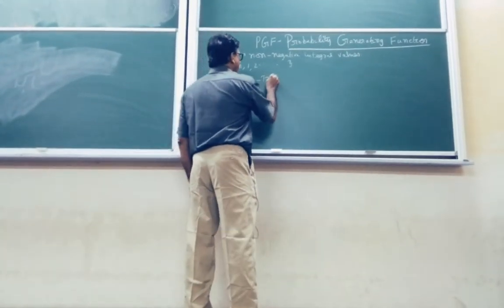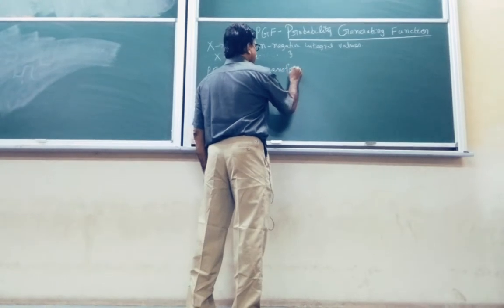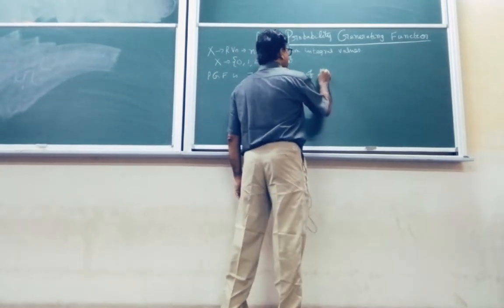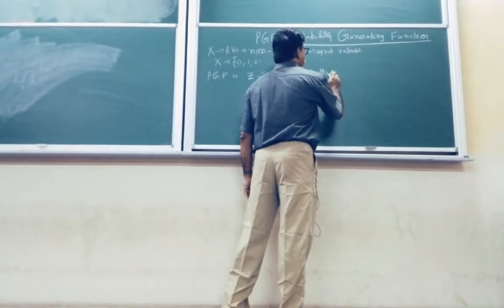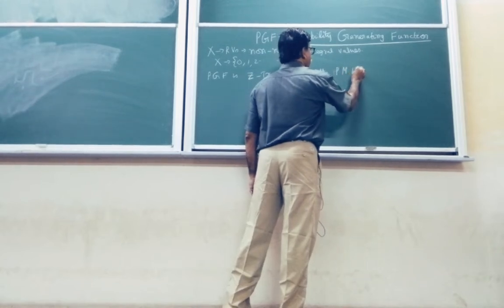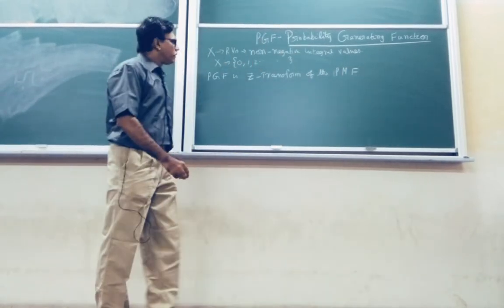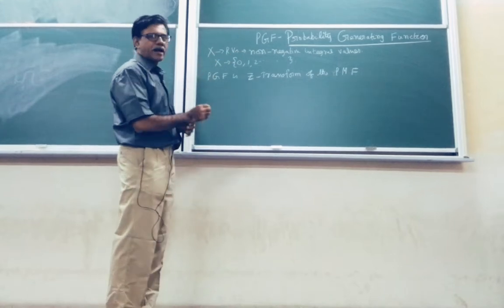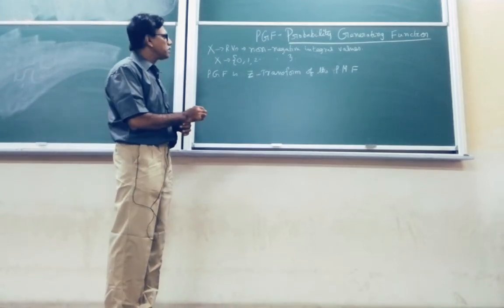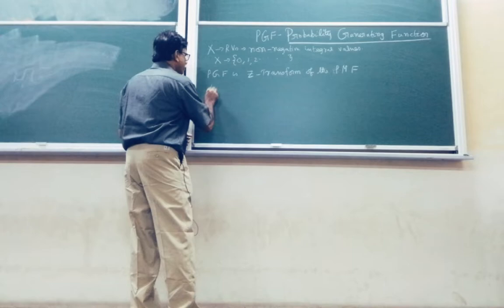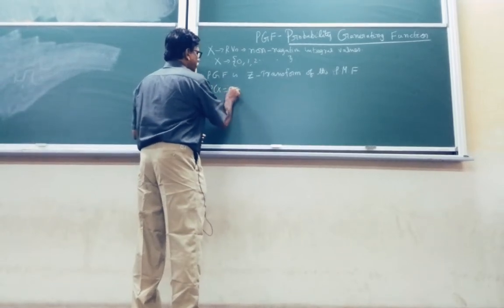Z transform of the probability mass function. That is, for a discrete random variable, we have the probability mass function. That is, we have the probability that X equal to k.